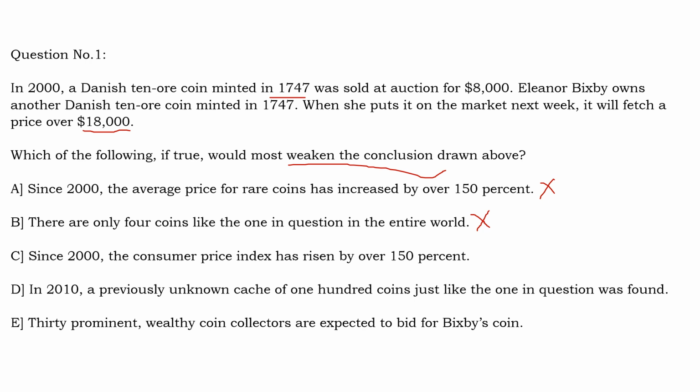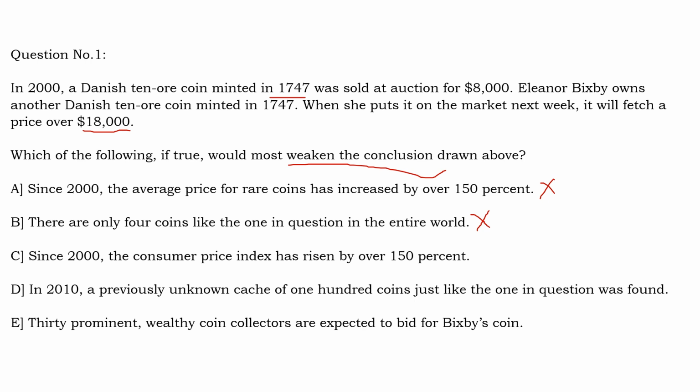Consumer price index means the value of the goods, the value of all the things in the world in a particular area has increased by 150%. Means that anything that was costing $8,000 in 2000 should cost 150 percent more at present. That is the meaning. So if you calculate 150 percent of $8,000, it comes to $12,000.